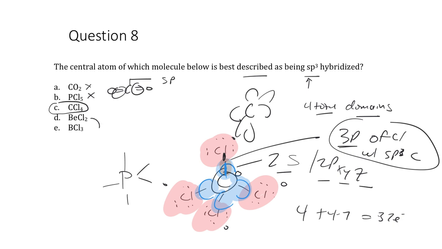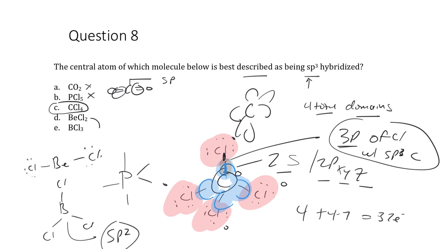BeCl2 is going to be a linear molecule because beryllium only has 2 valence electrons, so this is our best Lewis structure of BeCl2, and then BCl3 looking like this. So BCl3 will be sp2 to get trigonal planar, and then sp for beryllium.